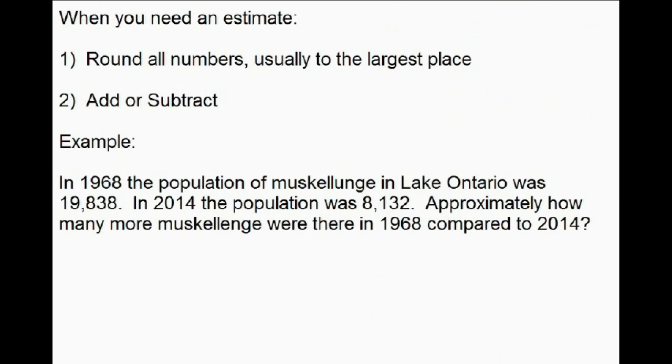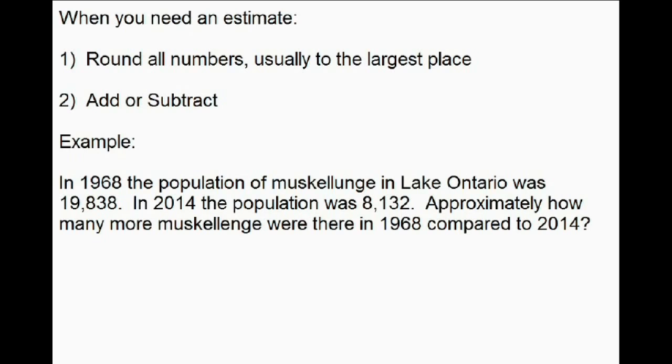And when you need an estimate, usually the way we approach that is we round the numbers to make adding or subtracting these large numbers easier. And it's usually to the largest place value in whatever digits you're dealing with. Sometimes, depending on the information that you're looking for, it might make sense to round to a particular place value, or you might have a question where it tells you to round to a particular place value. But unless it specifies that, you can assume that it's okay to round to the biggest place value. And then you just add or subtract those rounded values.